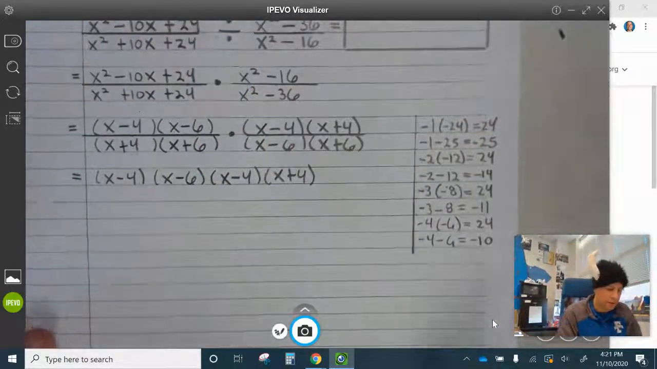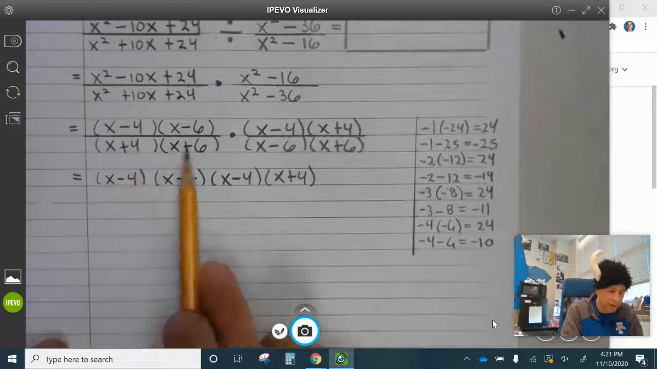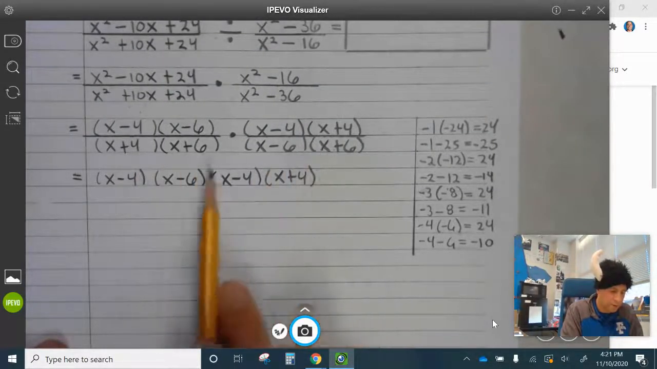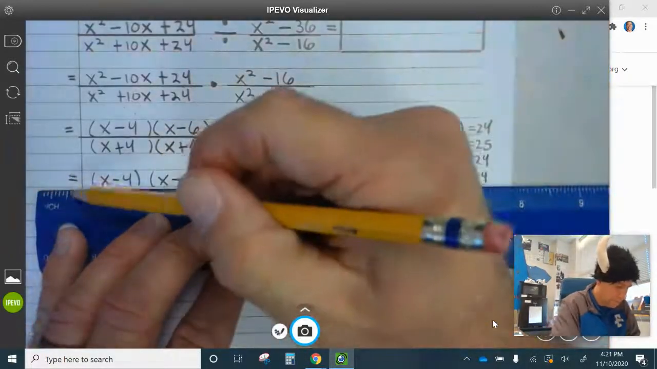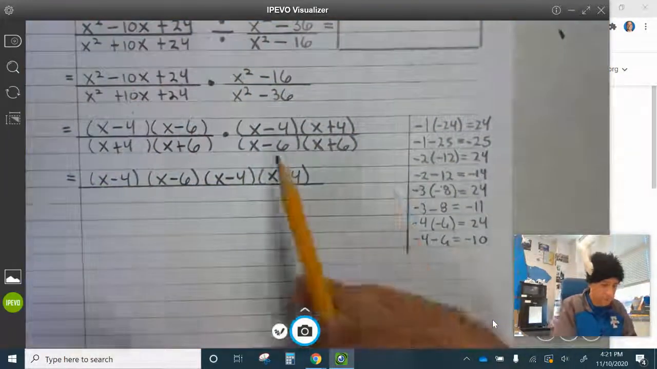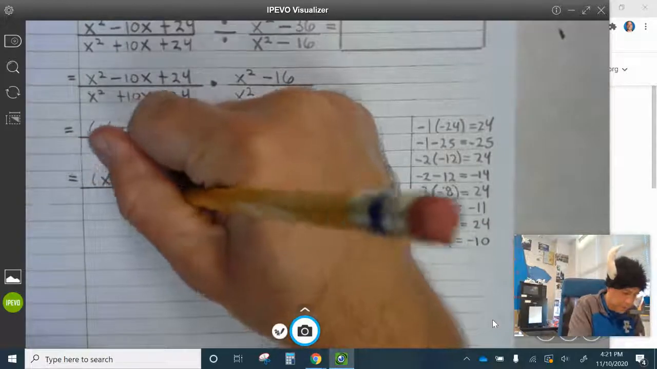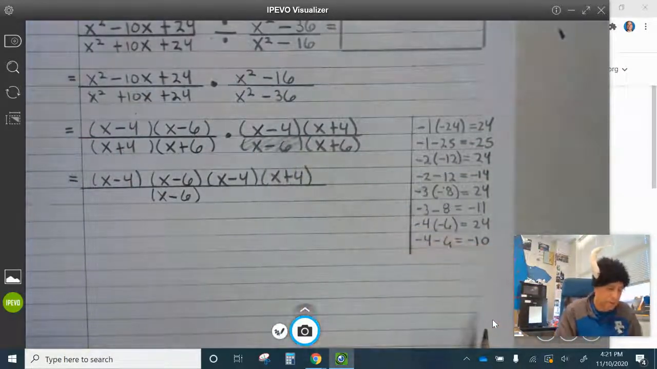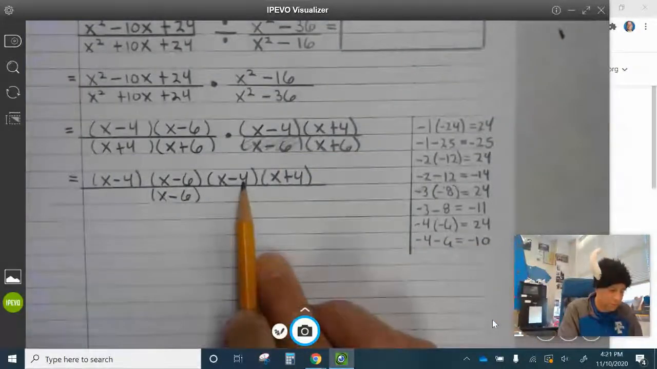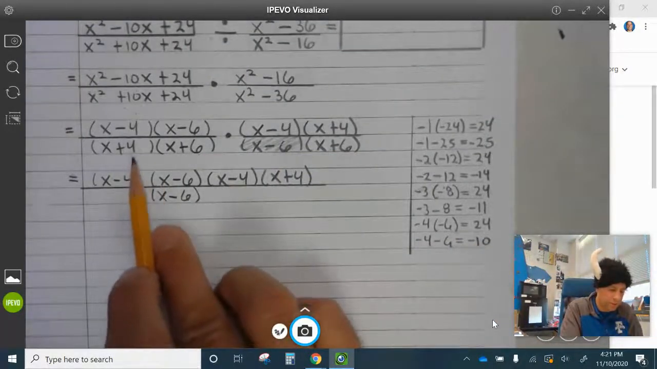Okay? So now let's see, do we have an x minus 4 in the denominator? We do not. Do we have an x minus 6? We do. We have this x minus 6, so x minus 6. And again, I'm going to shade that out so I know I'm done with it. Now, do we have an x minus 4? We don't. Do we have an x plus 4? We do.